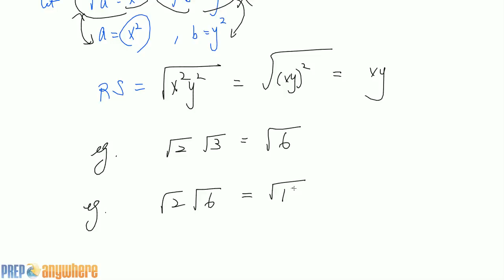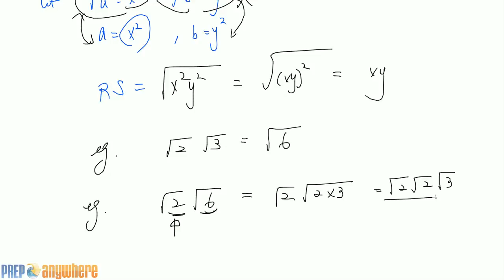Okay, root 12. But we don't want to leave it in this form. What we want to do is actually, look, 6 contains a factor that's the same as 2, right? So this rule, this is where it's actually useful. 6 actually contains another factor of 2. So we can write it like this. Right? But what is that equal to? It's this, isn't it?